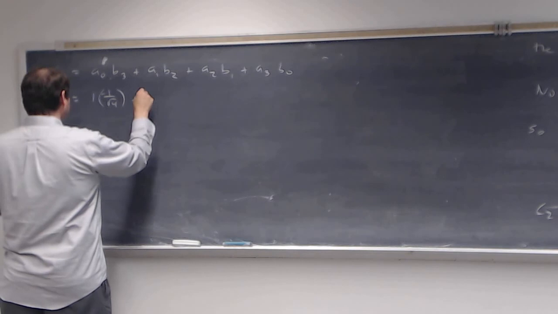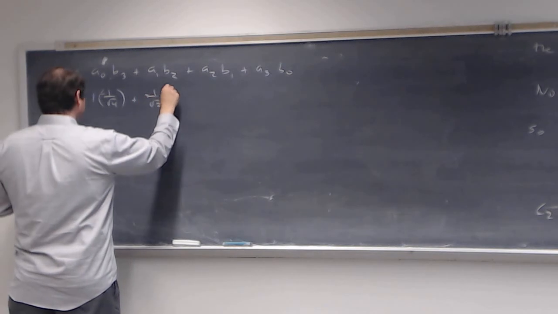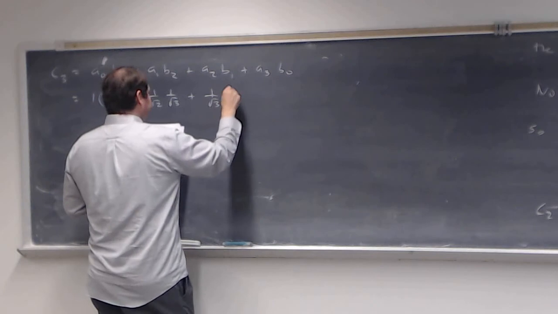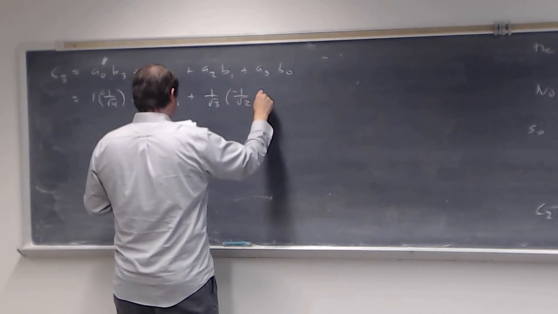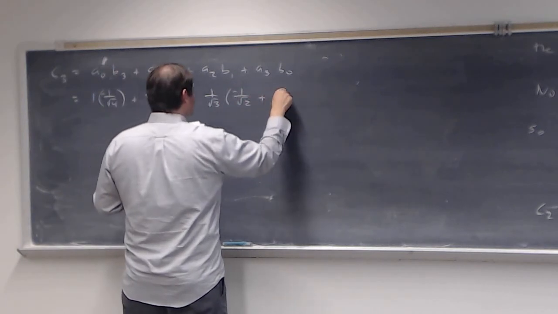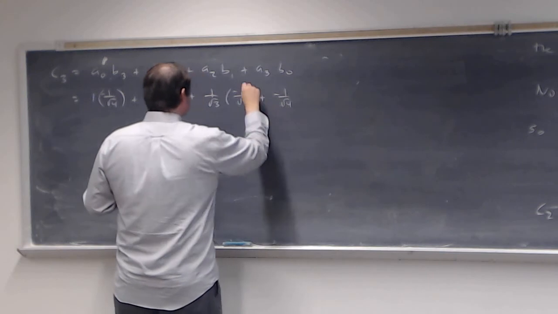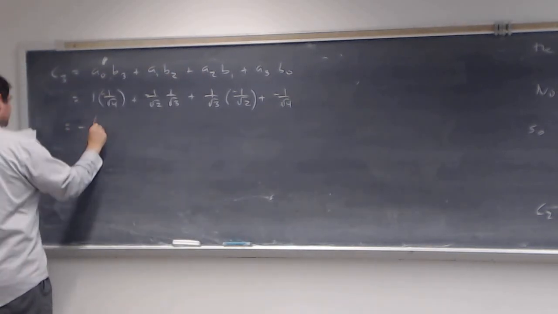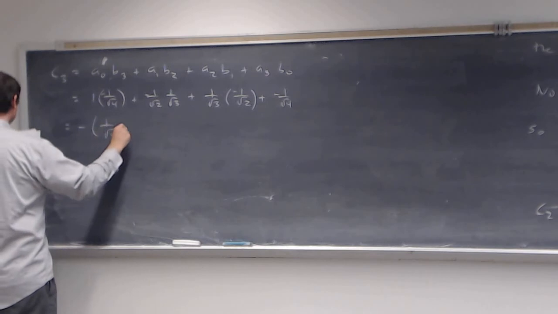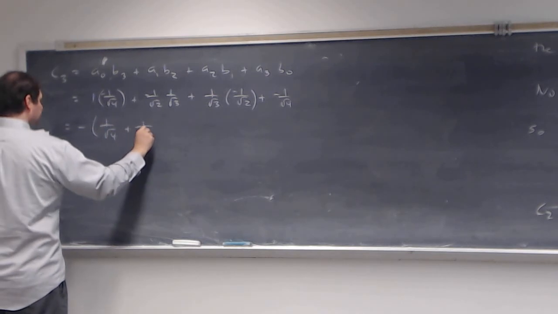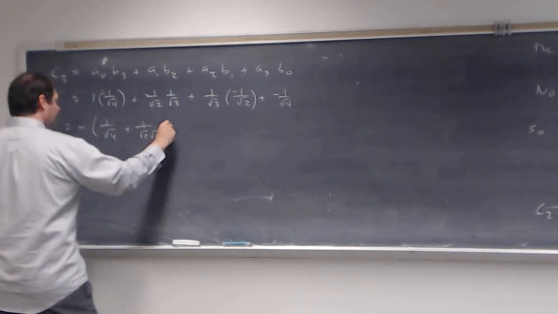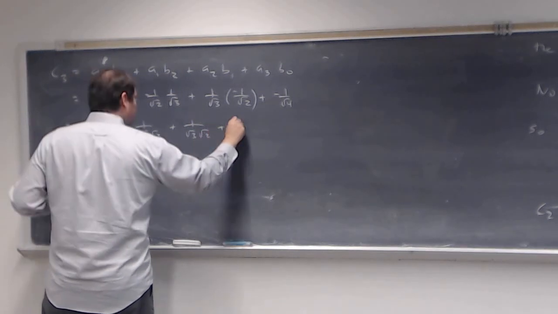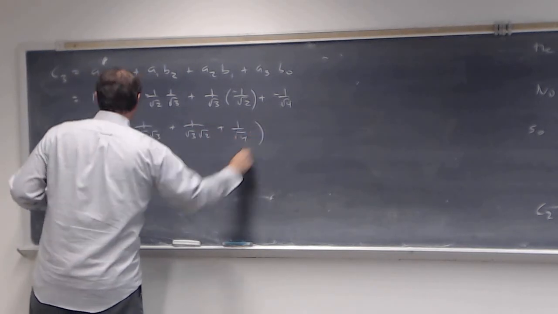And then plus minus 1 over the square root of 2 times 1 over the square root of 3 plus 1 over the square root of 3 times minus 1 over the square root of 2. And then plus a minus 1 over the square root of 4, which I'll rewrite as a minus the quantity 1 over the square root of 4 plus 1 over the square root of 2 times square root of 3 plus 1 over the square root of 3 times square root of 2 plus 1 over the square root of 4.